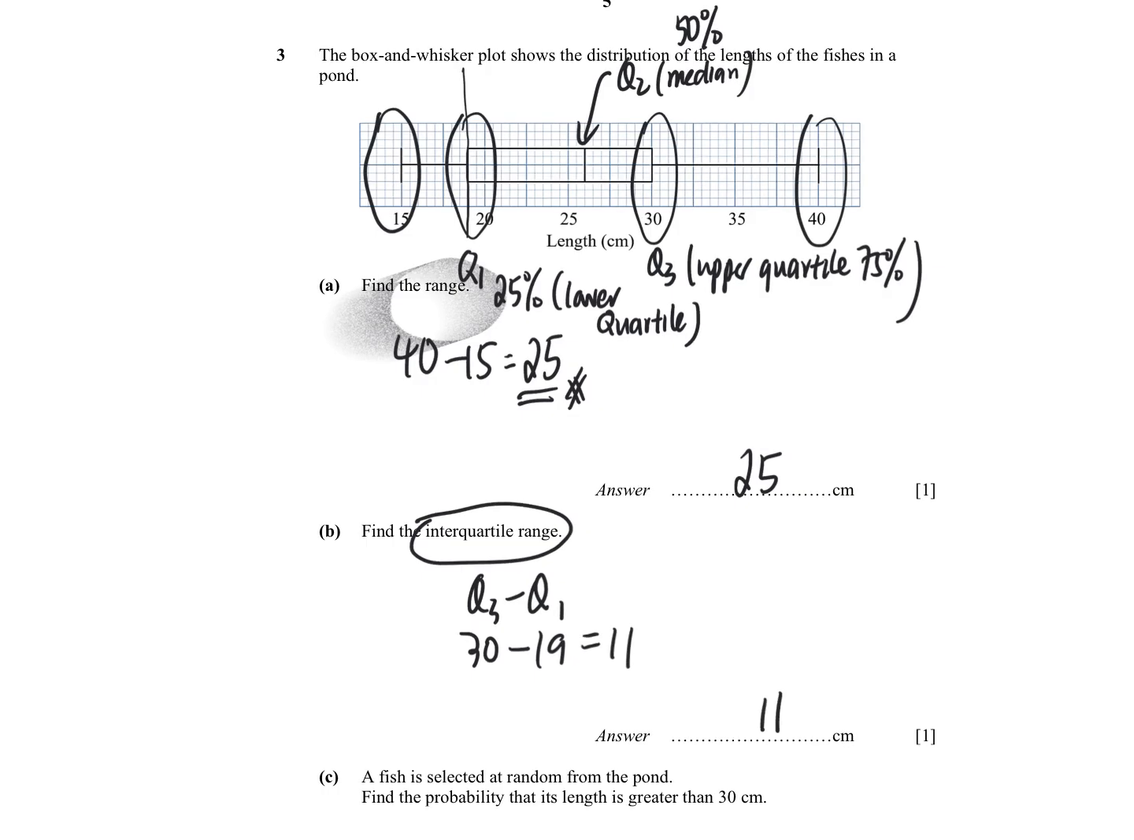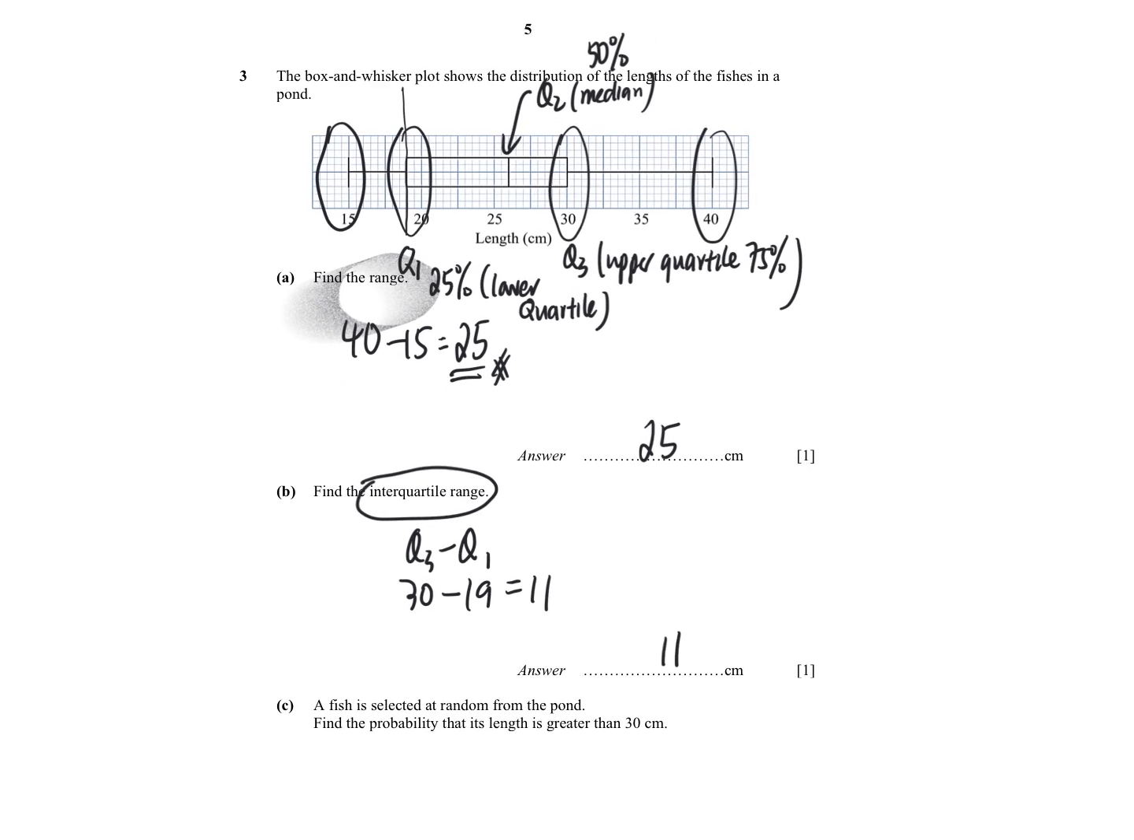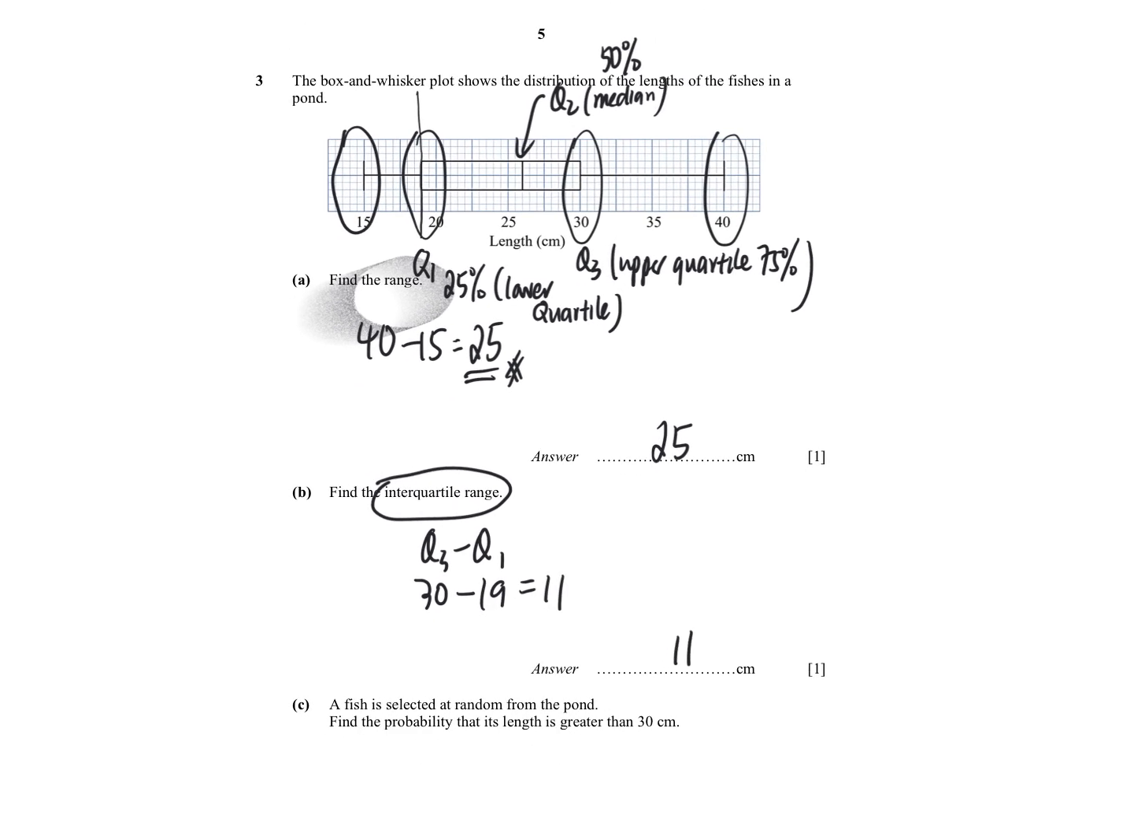Okay, this one, this is how they can match probability with the question. So it says I have a fish that is selected at random from the pond. Find the probability that its length is greater than 30 cm. Here, what is the chance of you getting a fish that is more than 30 cm long?